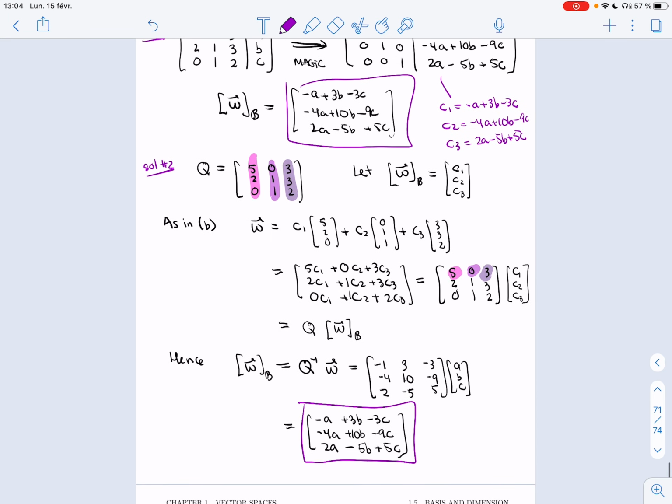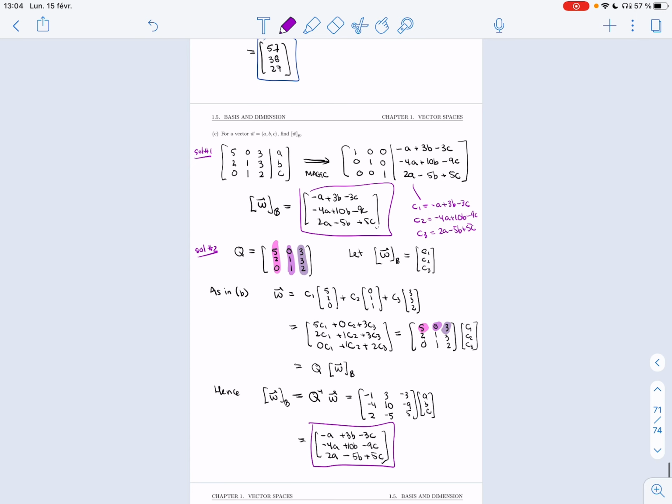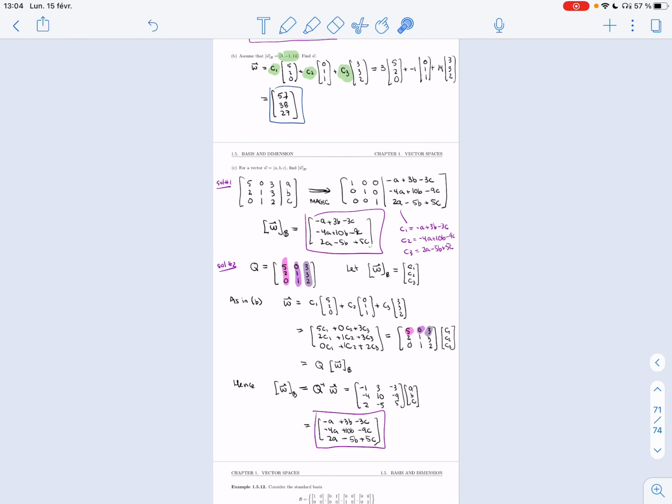All right, so it seems like the problem that we had in part B is more straightforward. It's easier to go from the coordinate vector back to the original vector. But what's nice is that it is just multiplication by a matrix in the Euclidean case, and so we could use the inverse to get the coordinate vector.